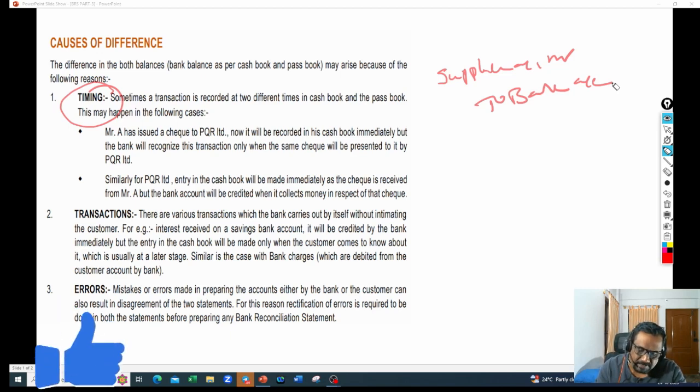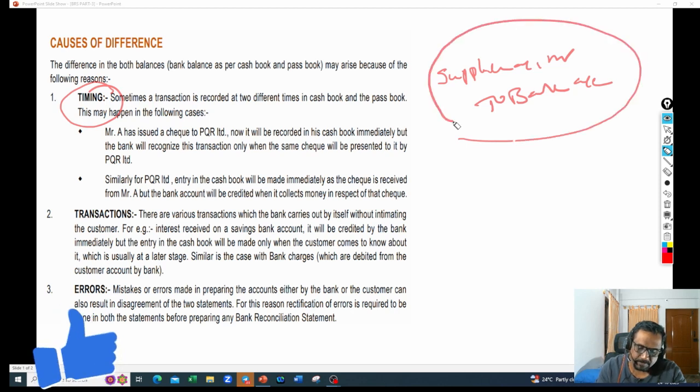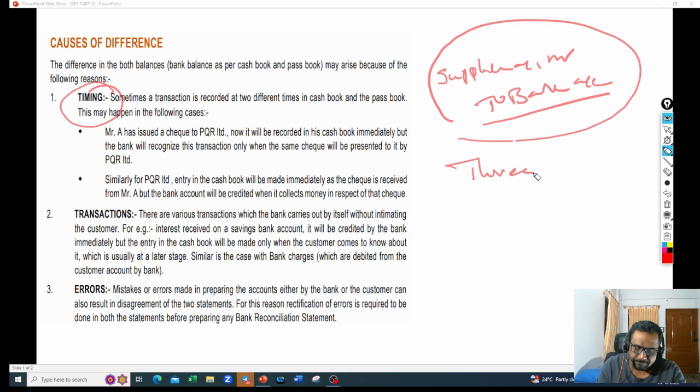As soon as this entry is posted, we record this transaction in our 3-column cash book under the bank column, right? Then this check will be given to the supplier. What does the supplier do? He will take the check. At times, he will immediately deposit it into the bank, or he might take some time, maybe 10 days, 15 days, or 1 month to deposit the check.